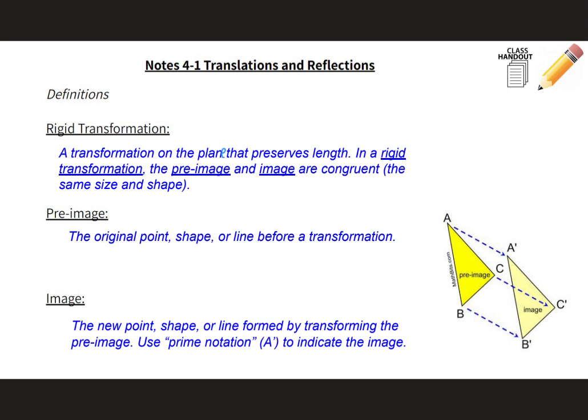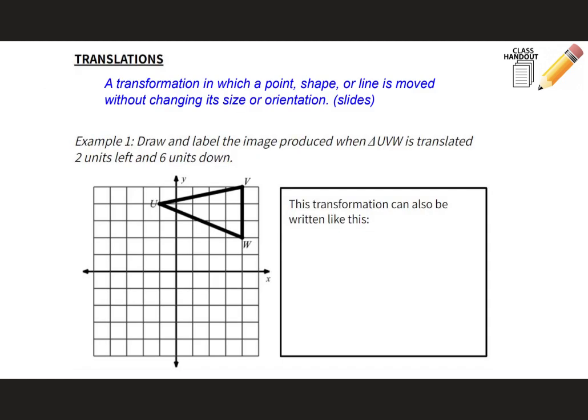So a couple other definitions. A pre-image is the original point, shape, or line before the transformation, and the image is the new point, shape, or line formed by transforming the pre-image. We use prime notation, which is this apostrophe after a letter to indicate the image. So if we look here, we have this triangle ABC. This is the pre-image because it's the original figure. Some type of transformation happens and it becomes the image, and we would label that triangle A prime, B prime, C prime.